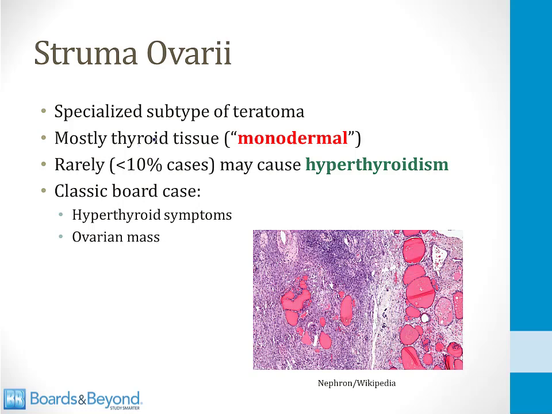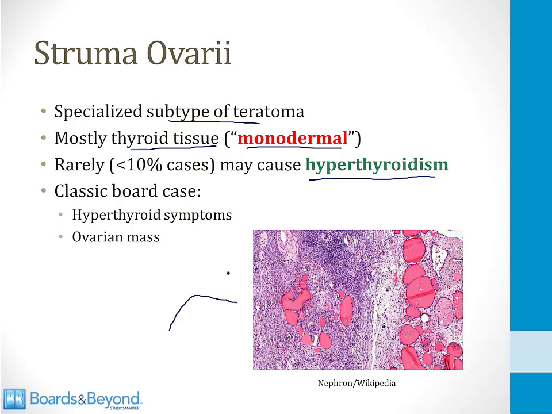Stroma ovarii is a specialized subtype of teratoma. These teratomas contain mostly thyroid tissue, therefore they're often called monodermal because they contain only elements of a single germ layer. Rarely, in less than 10% of cases, they can cause hyperthyroidism by releasing thyroid hormone.